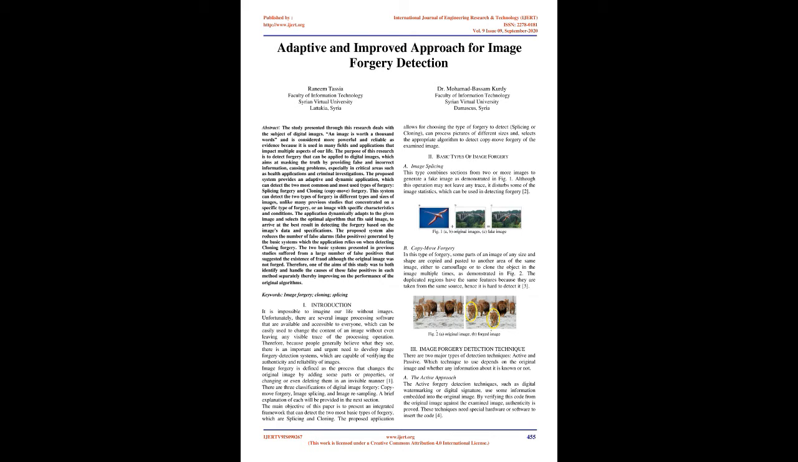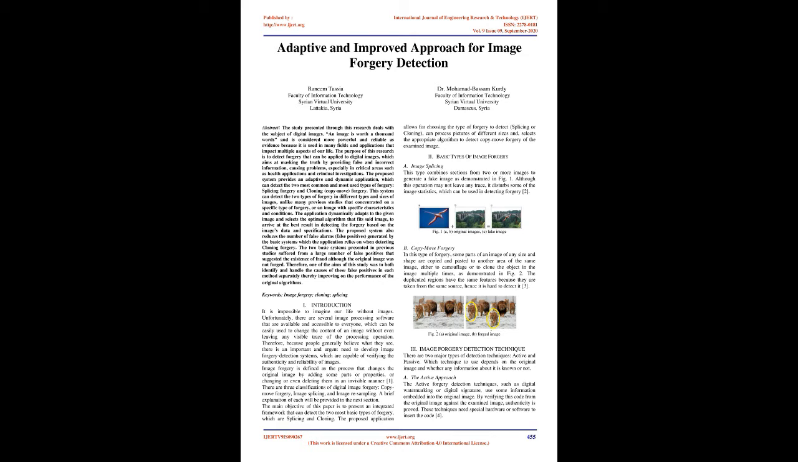The proposed system also reduces the number of false alarms, false positives, generated by the basic systems which the application relies on when detecting cloning forgery. The two basic systems presented in previous studies suffered from a large number of false positives that suggested the existence of fraud although the original image was not forged. Therefore, one of the aims of this study was to both identify and handle the causes of these false positives in each method separately, thereby improving on the performance of the original algorithms. Keywords: image forgery, cloning, splicing.